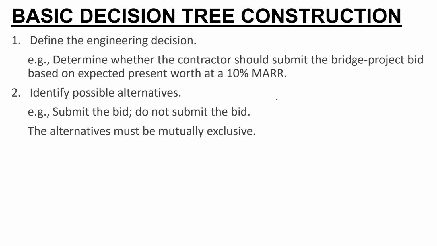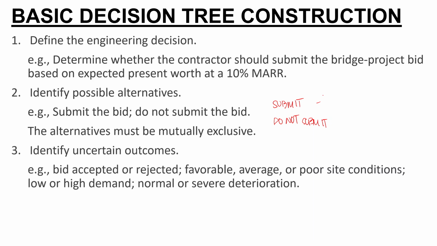So let's say you submit the bid and then you do not submit, right? Okay. If you submit, next is identify uncertain outcomes. So if you do not submit, actually nothing happens. You will have no profit. And if you submit, the outcome might be you win, the bid is accepted, or rejected. So if it's rejected, then you have no earnings.